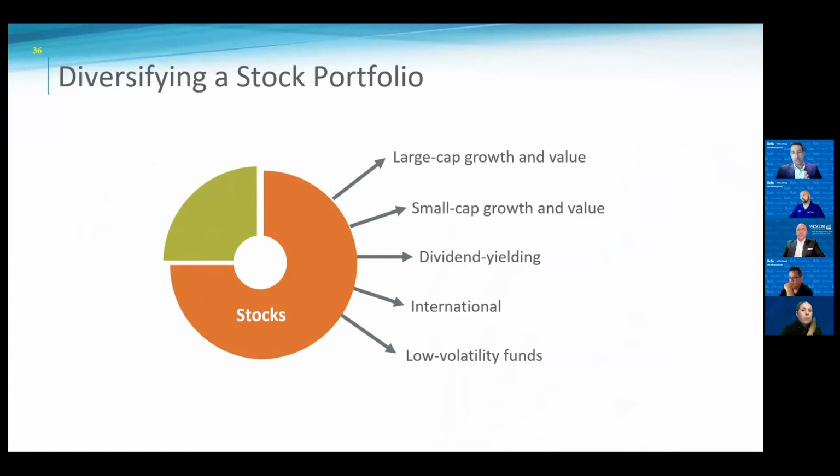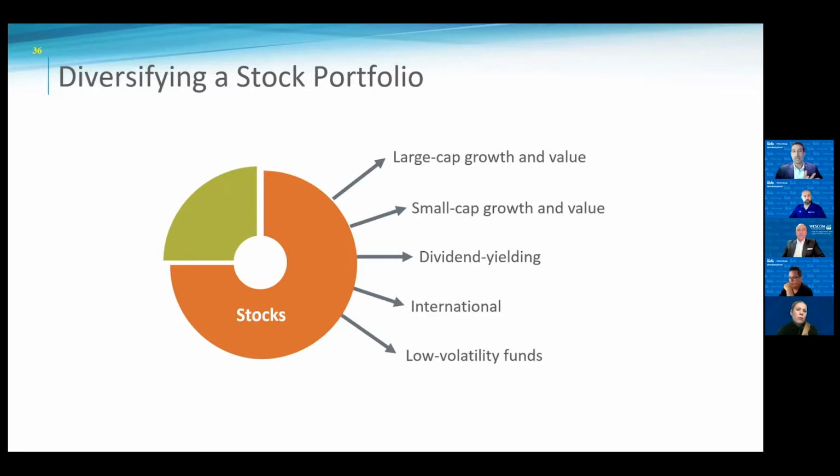This is a chart that shows different types of stock options that folks have when it comes to investing and diversifying their portfolio, right? Large cap stocks, those are going to be the big names that you hear about in the S&P 500. Small cap, or smaller companies, maybe you take on a little bit more risk investing in them, but they can also grow substantially more over time.